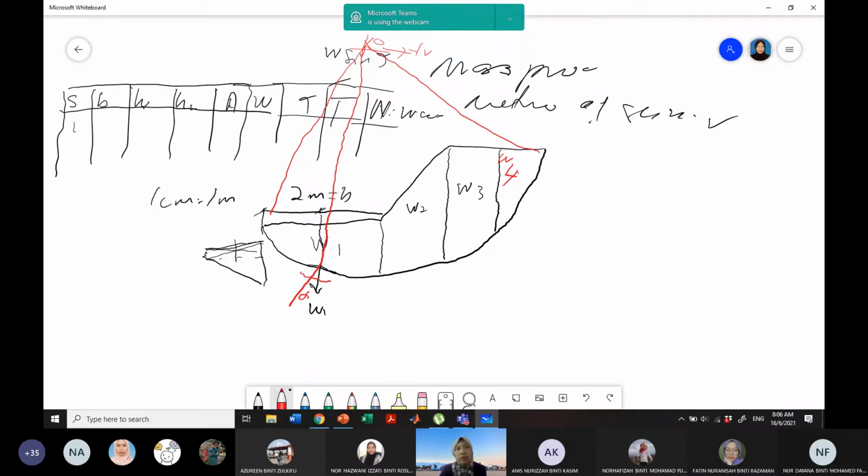Okay, for the previous attachment on the answer of week 9 LA, the answer scheme showed you the formula using half of the H, and then the area calculated using the triangle formula.